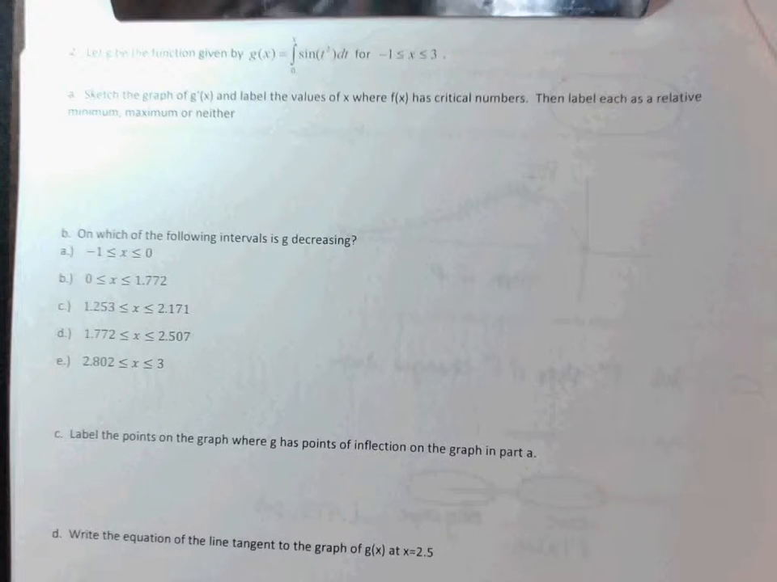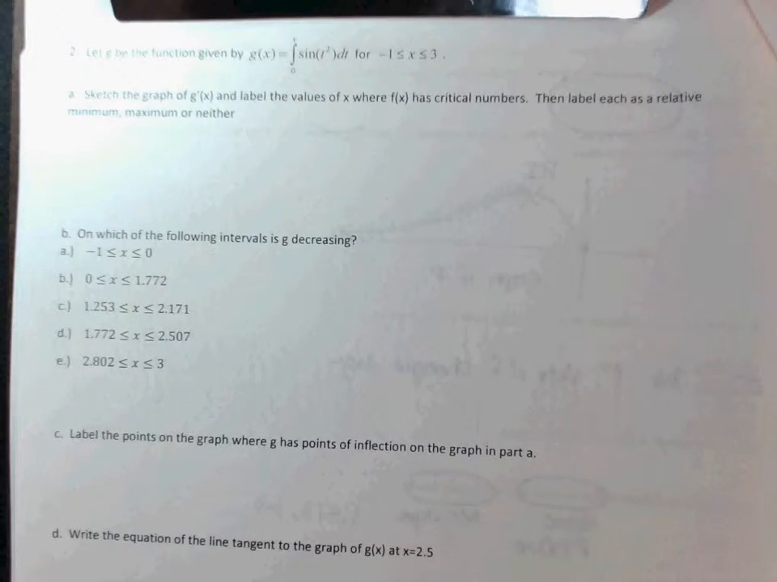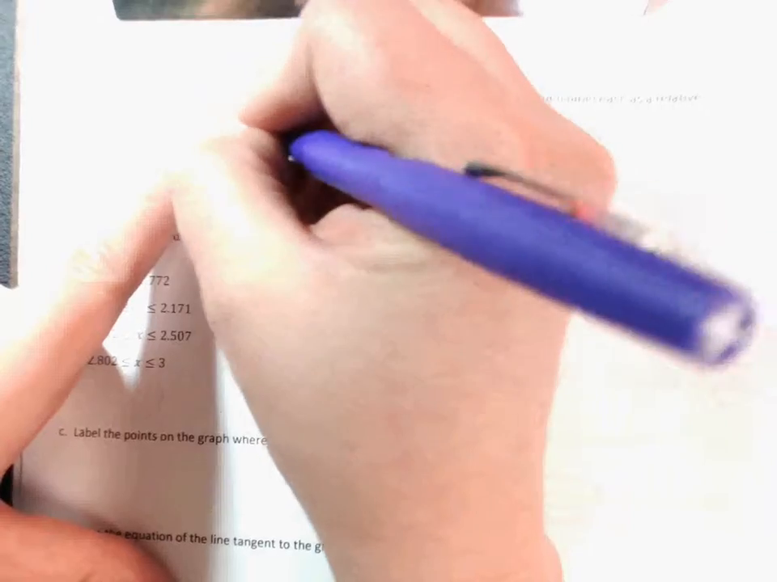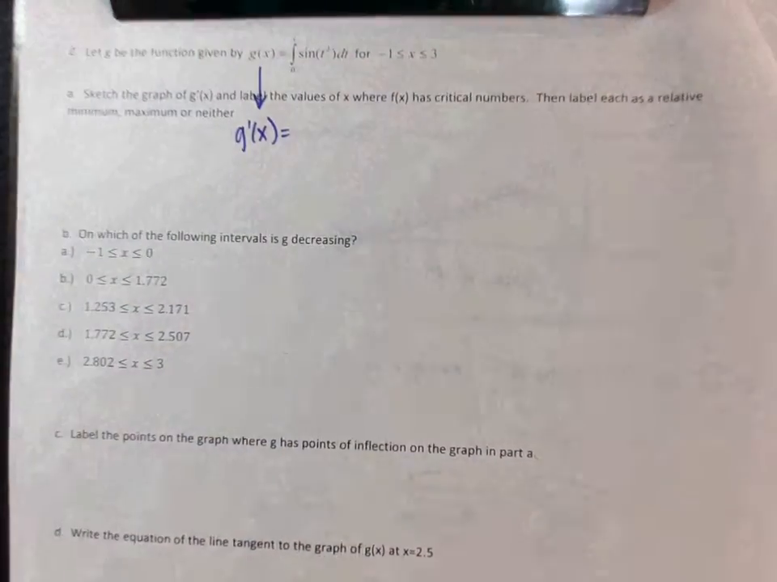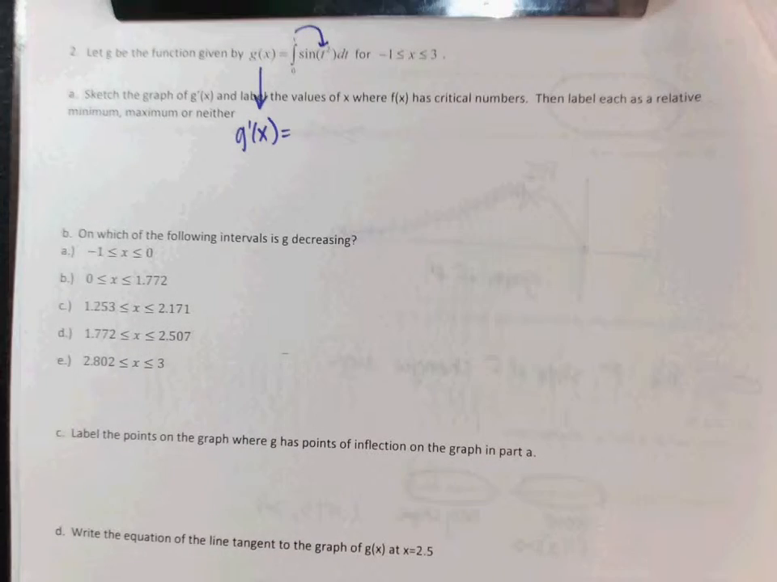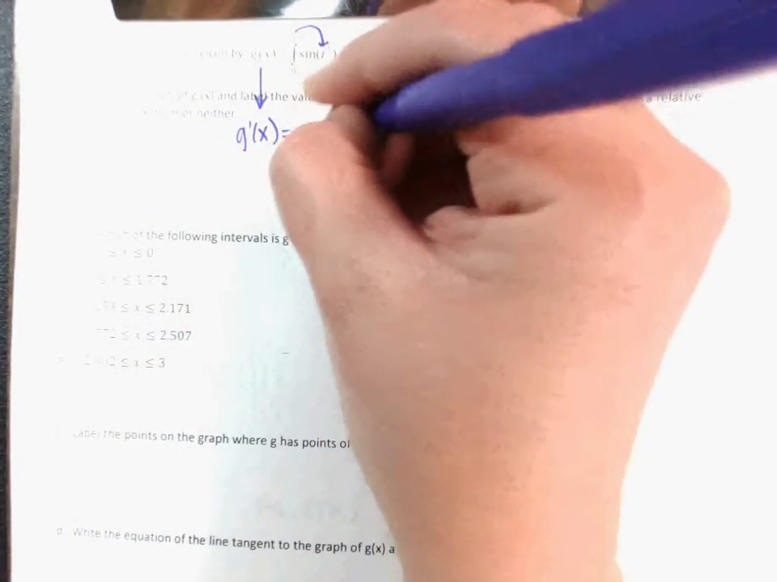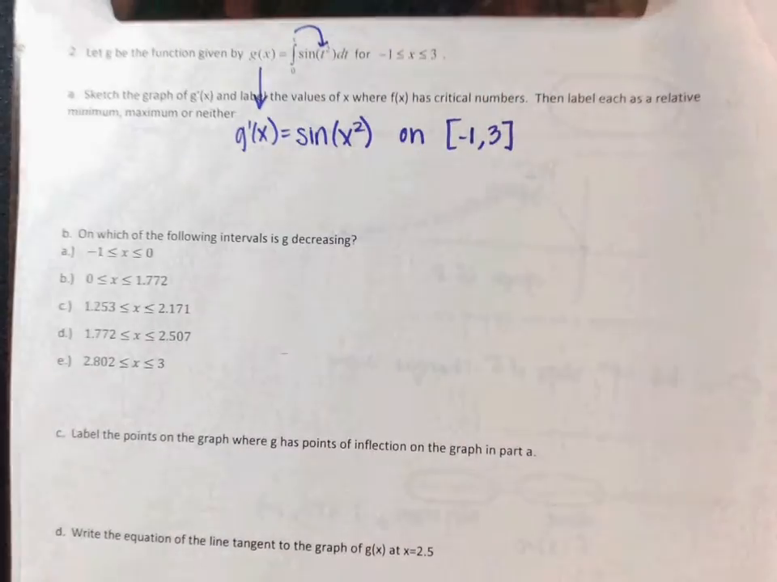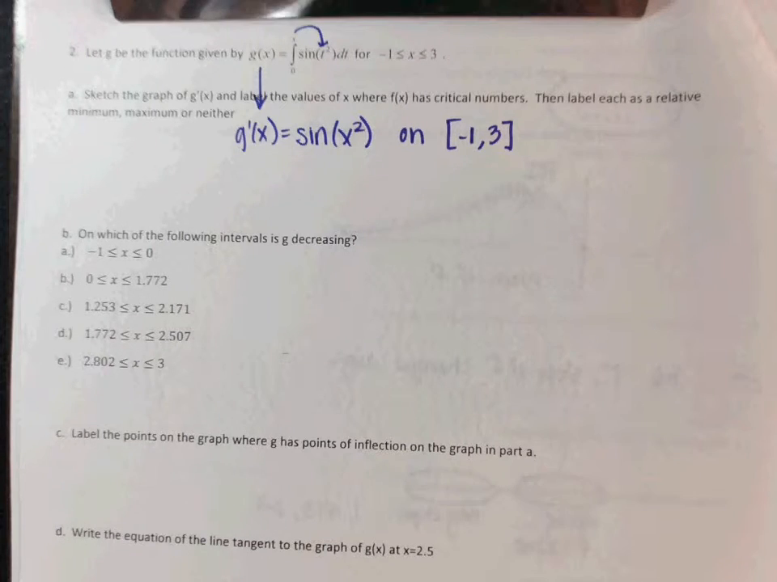So if it says sketch the graph of G prime, is that G prime? That's G. So what do you need to do first before you can graph? Find g prime. Very good. So if this is g, then I need to find g prime of x. What do you do when you take the derivative of a function that already has an integral? You just, boop, switch the letter. So instead of sine t squared, now it's sine x squared, and you're only going to do it on negative 1 to 3. Then from there, you should be able to answer those questions using your calculator.